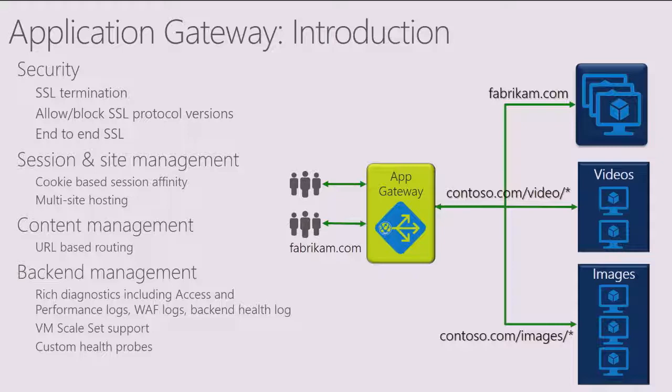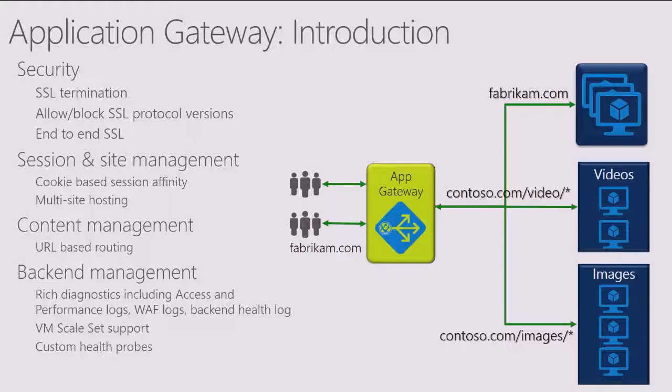Since then, we have added quite a lot of functionality, including SSL policy, where you can control your protocol versions. You can, for example, say allow TLS 1.1 or 1.2 and deny TLS 1.0. You can also do end-to-end SSL re-encryption if you don't want your communication from application gateway to the backend over HTTP.